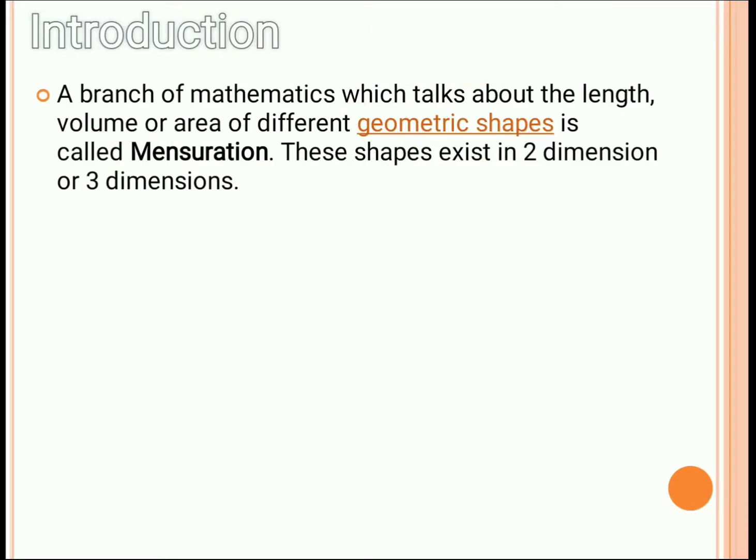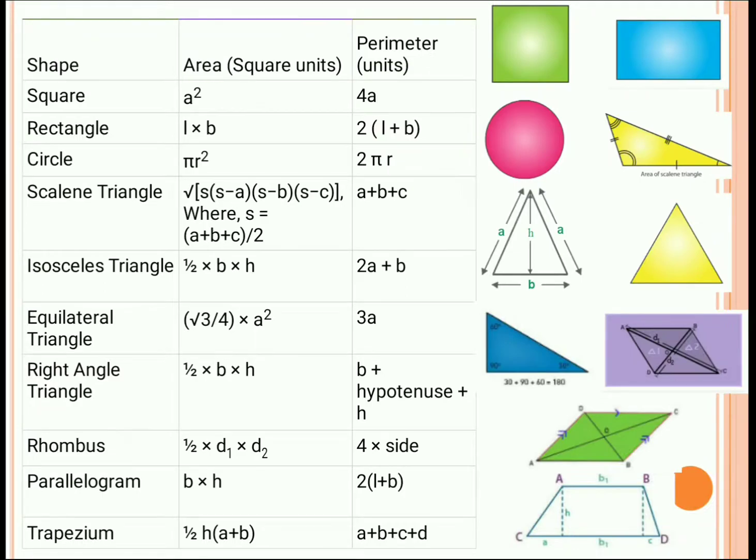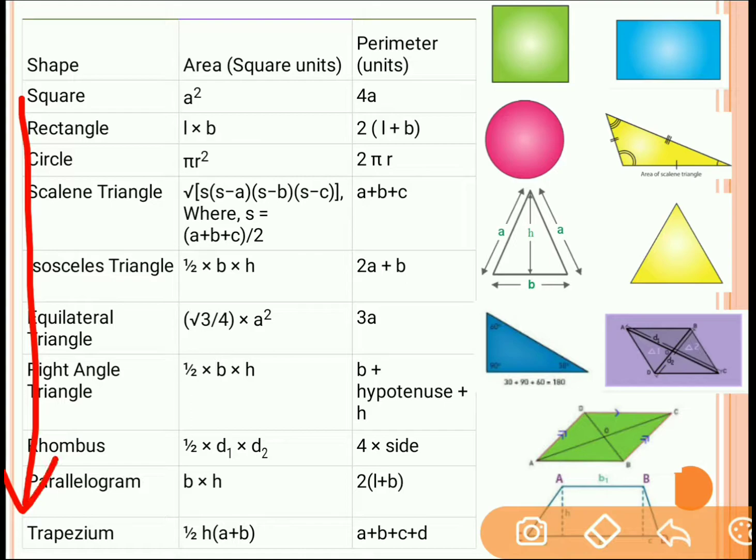Now in this chapter we are going to study how to find out the length, volume or area of different geometrical shapes. So first of all we will start with the 2D objects. This is the list of shapes related to 2D objects. First shape is square. You can see a square over here. It is a two-dimensional object.